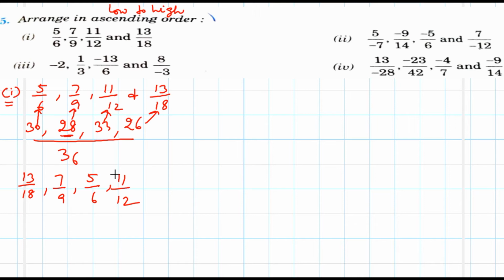Now we will move on to question number 2. Let me change the color. Question number 2 is 5 upon minus 7, 9 upon 14, minus 5 upon 6, and 7 upon minus 12. The question is just like this, but we have to keep in mind the minus sign and its rule. So again, the LCM of the denominators.